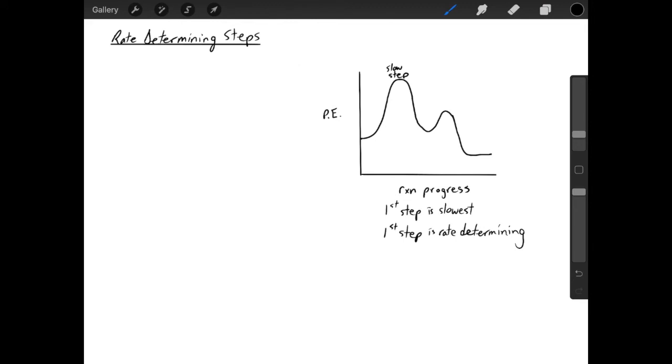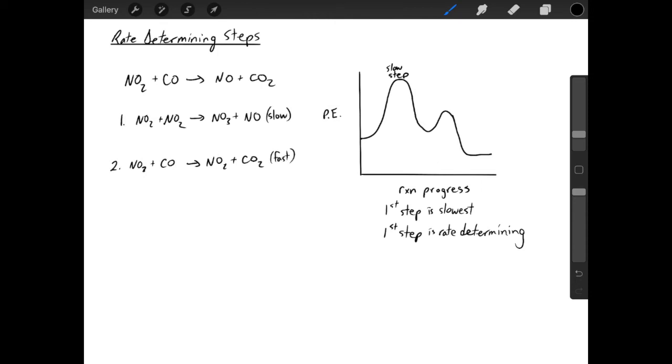An example of this type of reaction is the reaction of NO2 with CO. This reaction has a mechanism with two elementary steps. The first step is slow, and the second step is fast. Because the second step happens quickly, we can ignore its effect on the overall rate of reaction. The first step, the slow step, acts as a bottleneck, and it's the one that we have to worry about.